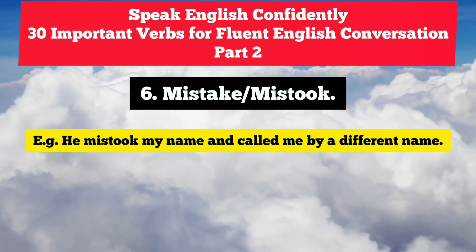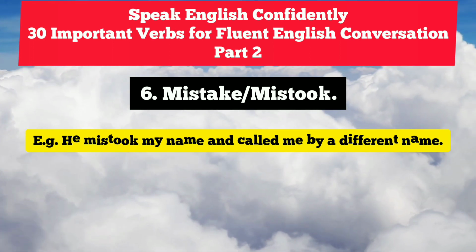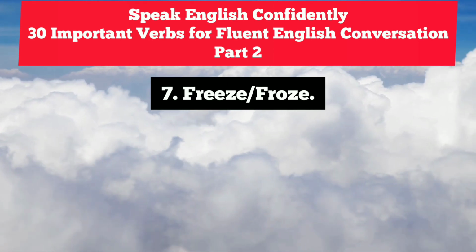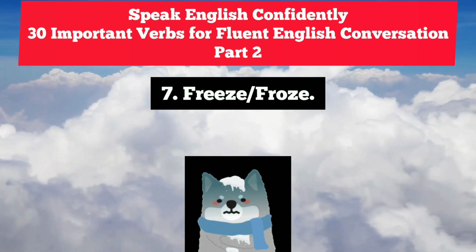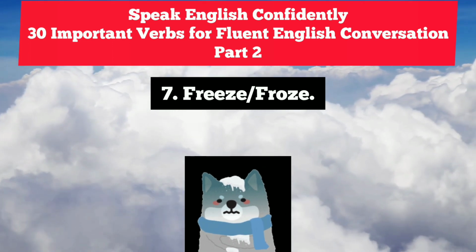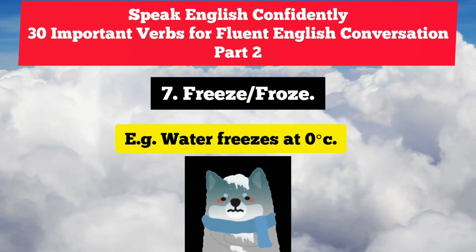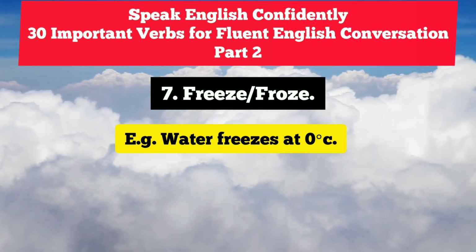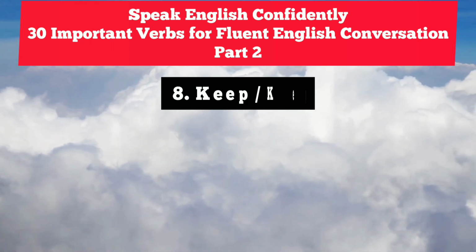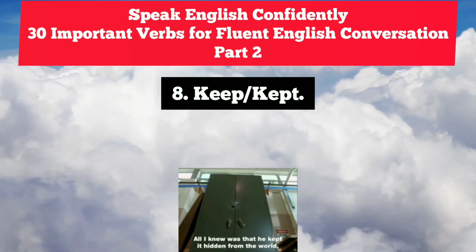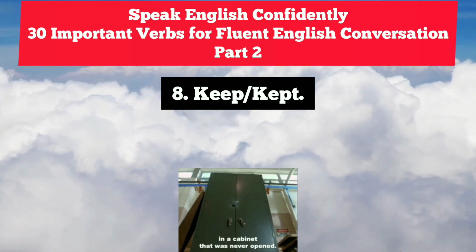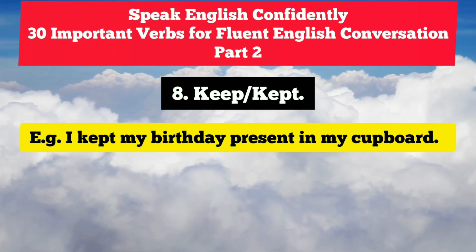So let's move on to the seventh irregular verb, which you see on your screen, freeze. And the past of freeze is froze, right? So let's see how to use this. Water freezes at 0 degree centigrade. So up next we are going to see the eighth one, which is on your screen, that is keep, and the past is kept. Let's see how to use it. I kept my birthday present in my cupboard.